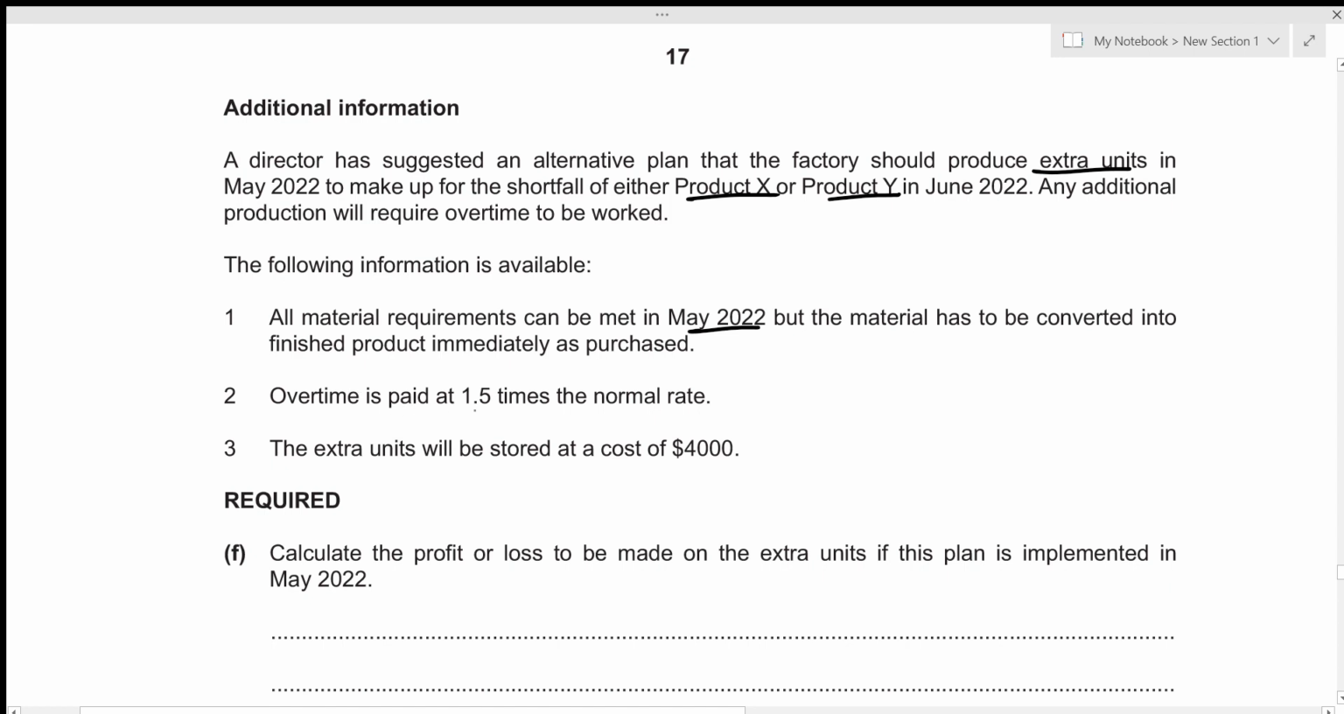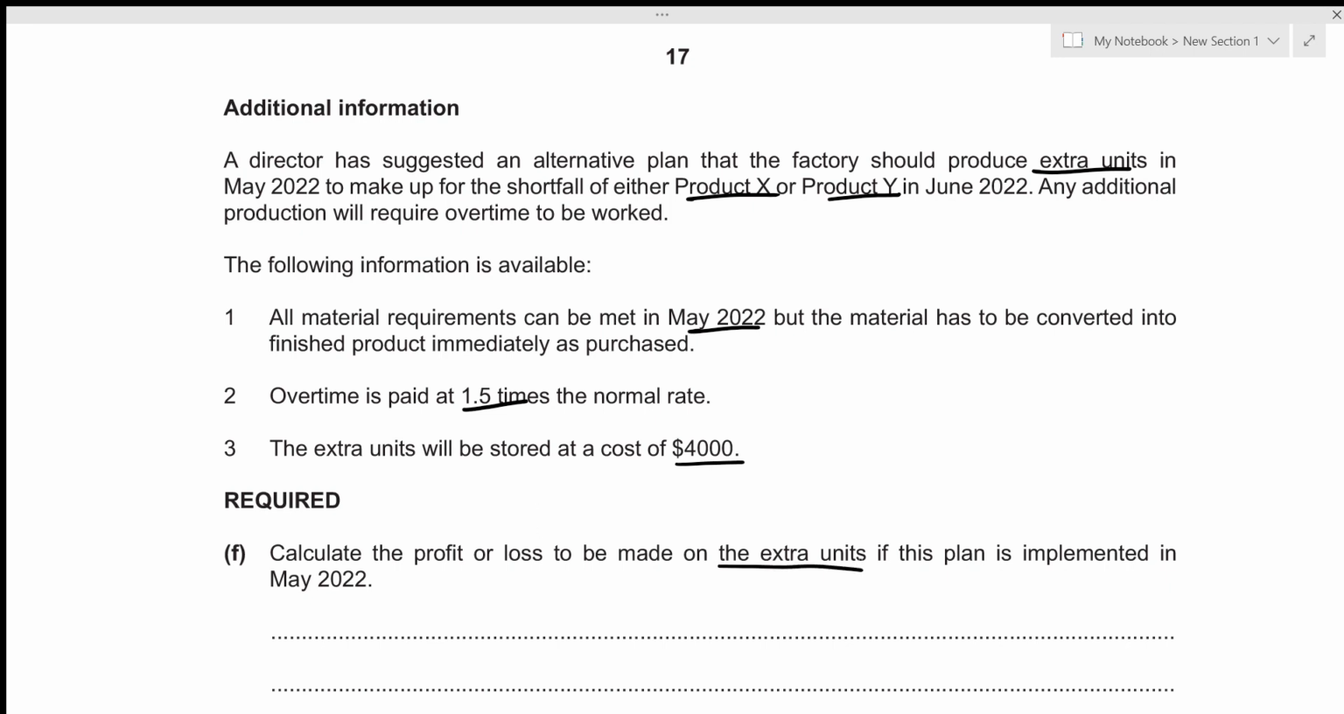Overtime is paid at 1.5 times the normal rate, and the extra units will be stored at the cost of 4,000. And for the sixth part of this question, we need to calculate the profit or loss to be made on the extra units if this plan is implemented in May 2022. So we only need to figure out the profit or loss on the extra units.